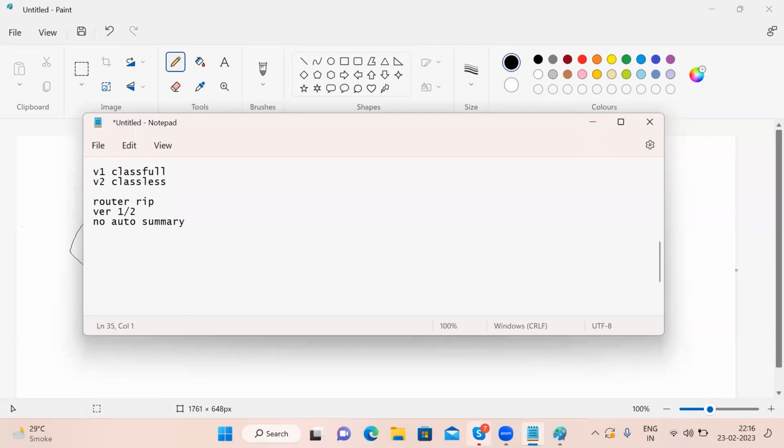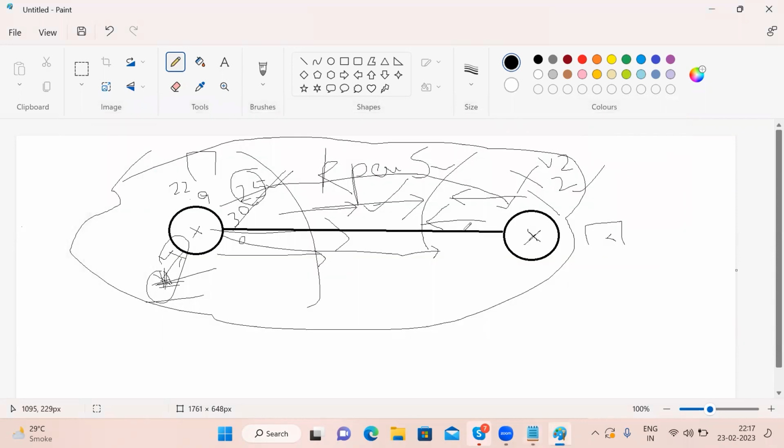Okay, next is auto summary. By default, RIP version 1 and version 2 do auto summarization. So we forcefully stop it by using the command no auto-summary. Next command is network, to advertise your connected network. Sir, what does auto summary do? What exactly is the role of it?